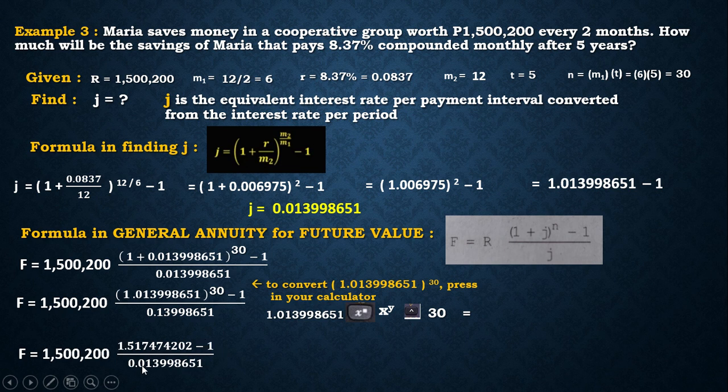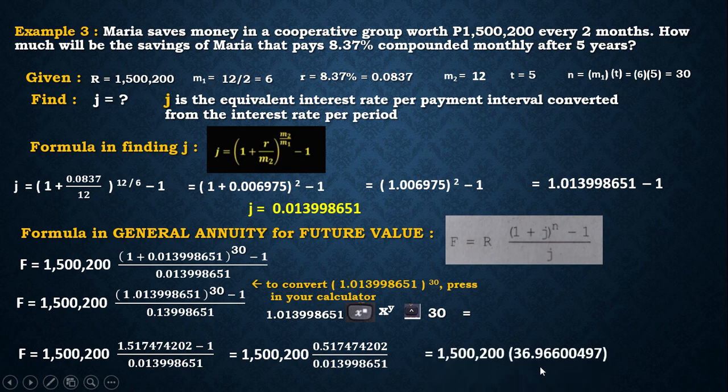After that, isusubtract po muna natin to. Wala pong gagalawin dito at wala pong gagalawin dyan. So we have 1,500,200. Sinubtract po natin ito, naging 0.517474202 divided by 0.013998651. Next step po, i-divide po natin ito. 0.517474202 divided by 0.013998651, kaya naging ganito po siya. 36.96600497. Hindi po natin ginalaw yung R.